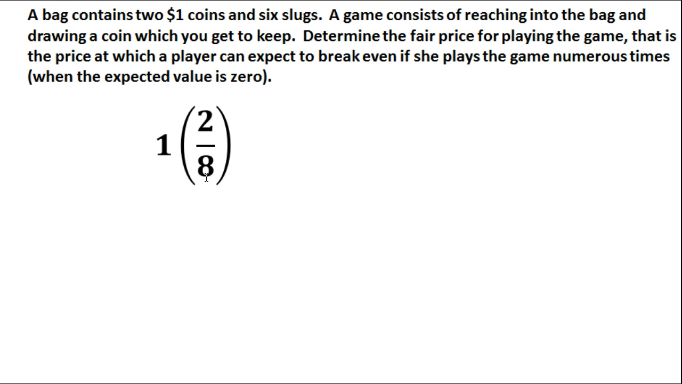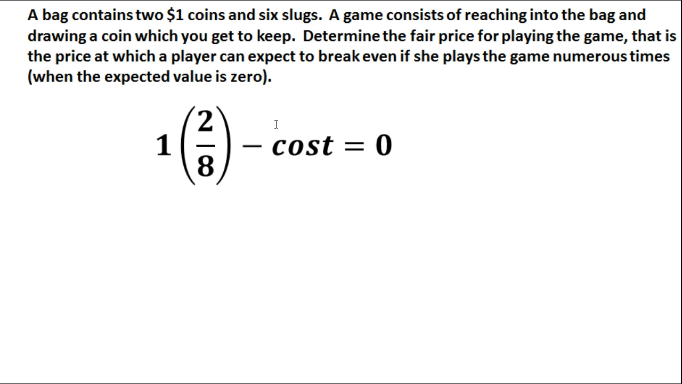And the expected payout on that is 0. 0 times 6/8 would just be 0. So we don't really need to worry about that. Now, the other thing that we need to worry about here is the cost to actually play the game. That's what we're trying to determine. So then what we're going to do is subtract the amount that it's going to cost to actually do the game. So we subtract the cost, and our goal here is to have our expected value equal 0.